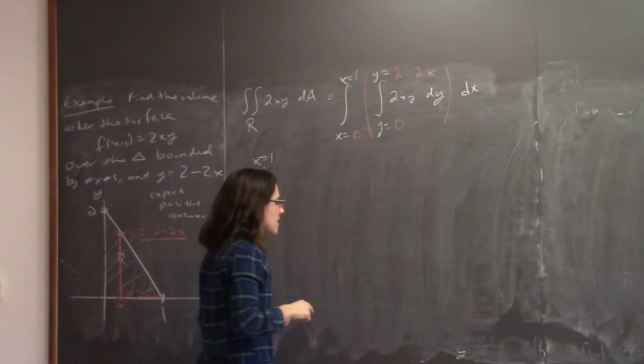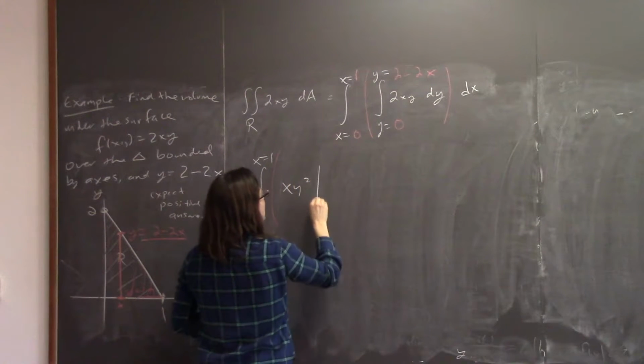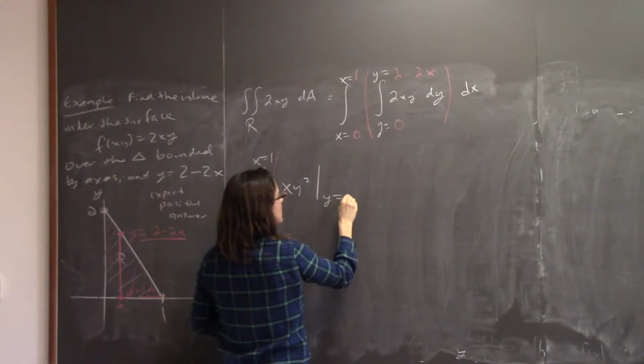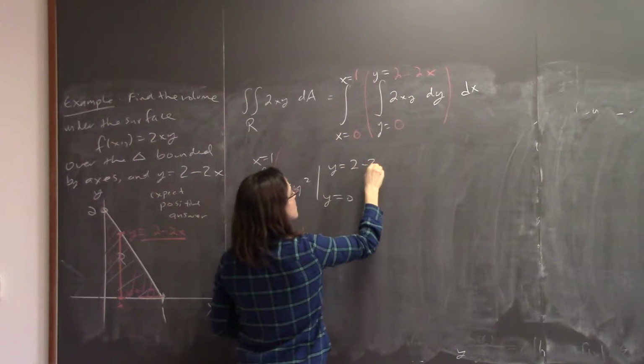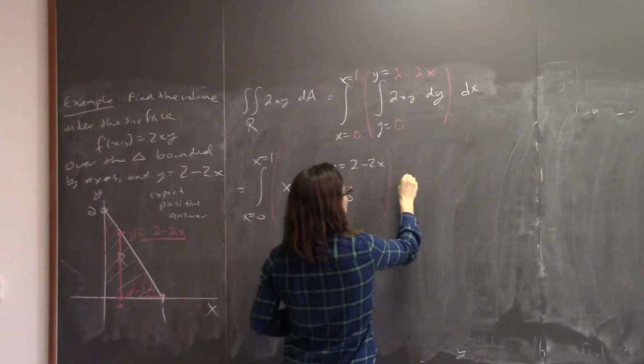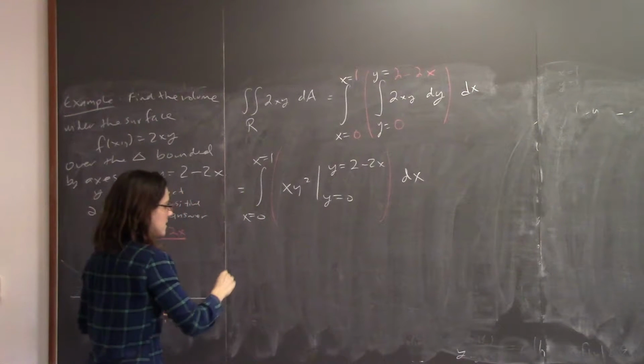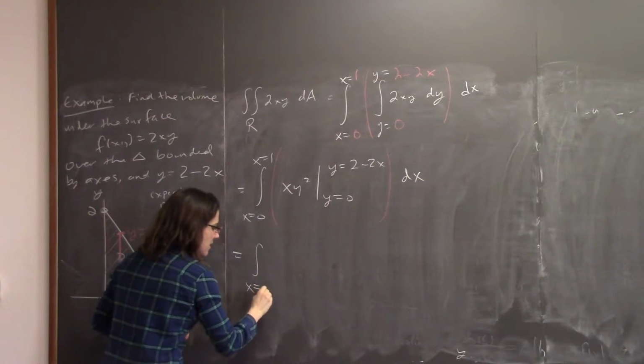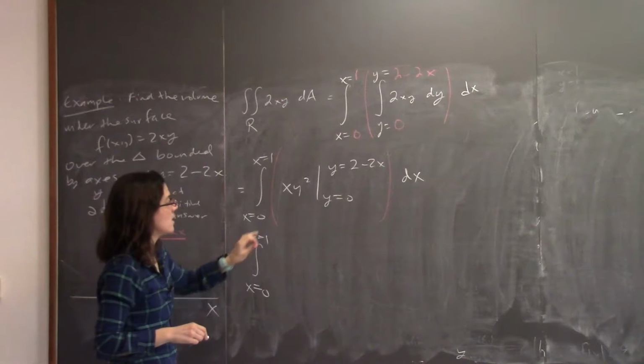Xy squared. Yeah, xy squared. Okay, xy squared. And I want to plug in from y equals 0 up to y equals 2 minus 2x. And I'll eventually be integrating that with respect to x. Okay, copy the outer integral. X is going from 0 to 1.